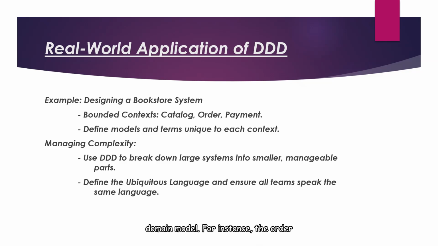For instance, the order context might define terms like order and item, while the payment context might have different terms for concepts like transaction and payment method. By keeping these models isolated within their bounded contexts, we avoid conflicts and maintain clarity.